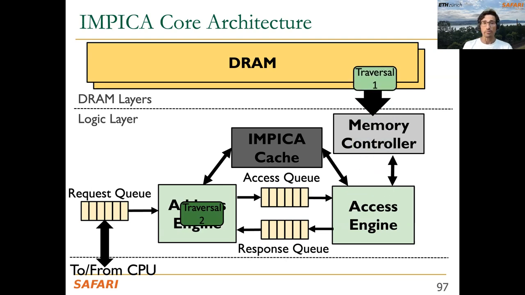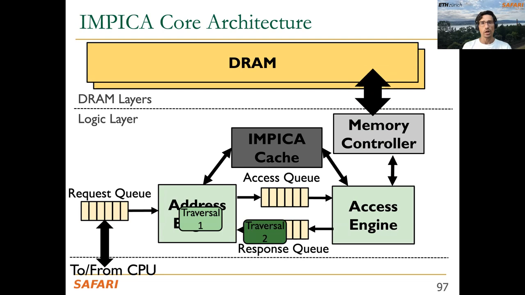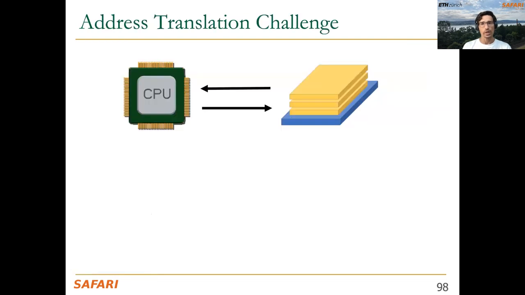And at the same time, the address engine can be working on the next request from the CPU, this traversal tool. So when the memory returns the desired results that are obtained and accessed by the access engine, the results are moved through the response engine to the address engine, and then from there to the host CPU.